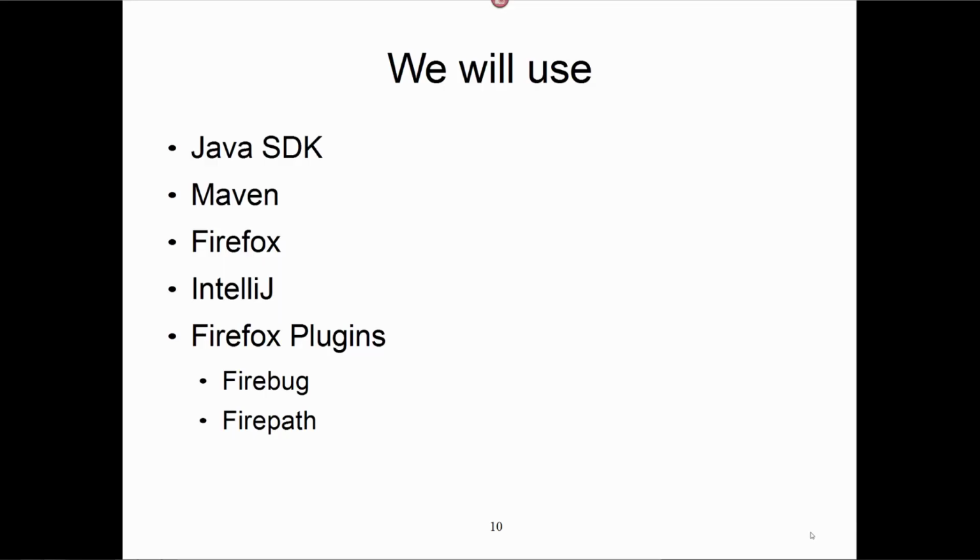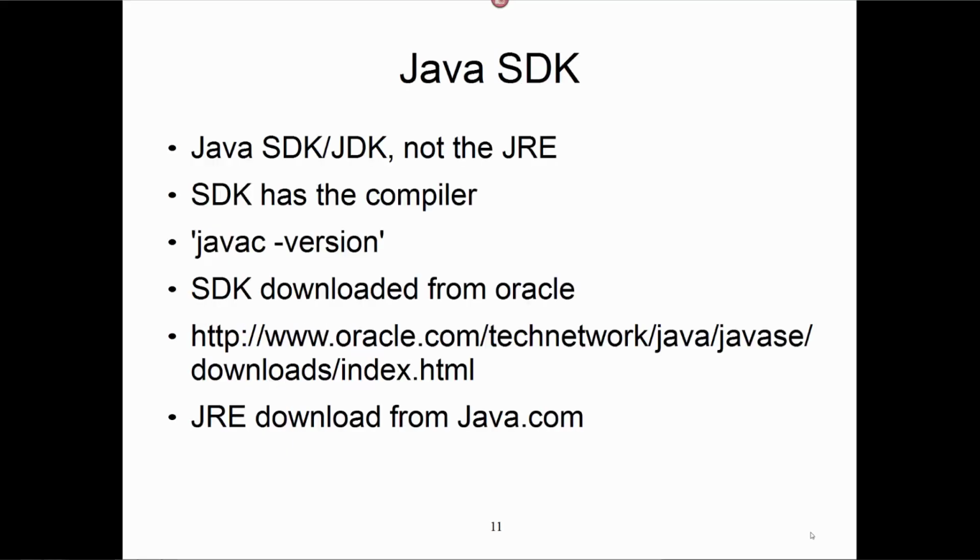Specifically, we're going to use the Java SDK, the Software Development Kit, or the Java Development Kit, as it's sometimes known. We're going to use Maven, which is a Java dependency manager and build tool. We're going to use the Firefox browser. We are going to install other browsers, but we'll install those during the course. We're going to use Firefox by default. We're going to use IntelliJ as our IDE, our integrated development environment, the editor and environment that we're going to use for coding in Java. And we are going to install some Firefox plugins, specifically Firebug and Firepath, because they help us work with the DOM as we're doing the automation work.